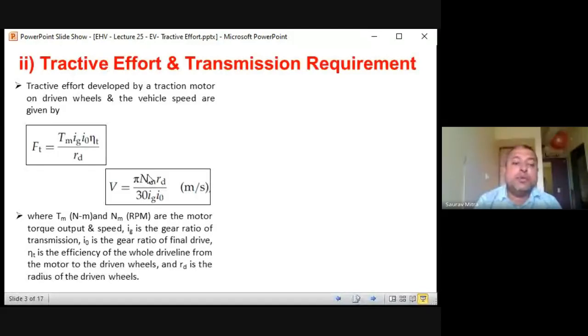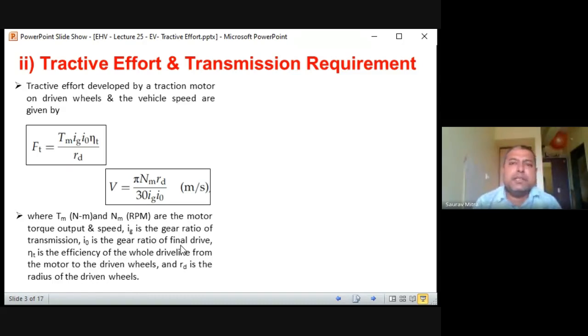Nm is the motor speed, which is given in rpm. V is the vehicle speed, which is given in meter per second. And Tm, as I told you, is the motor torque output. Ig is the gear ratio of the transmission. I0 is the gear ratio of the final drive. So from the engine to the final drive, that means to the drive wheel.